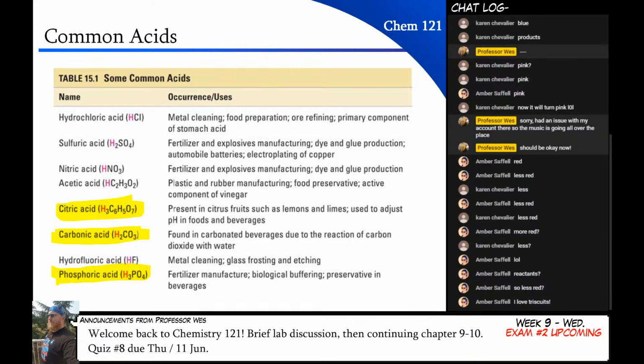The last mention I'll make is hydrofluoric acid down here. Hydrofluoric acid is deadly. Don't touch it. Just stay away. That'll kill you very quickly.